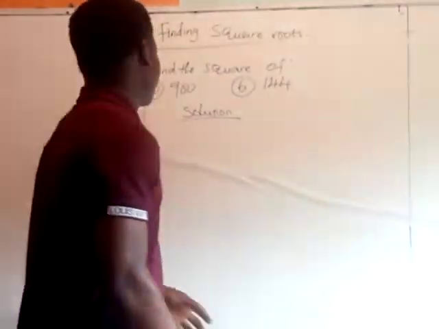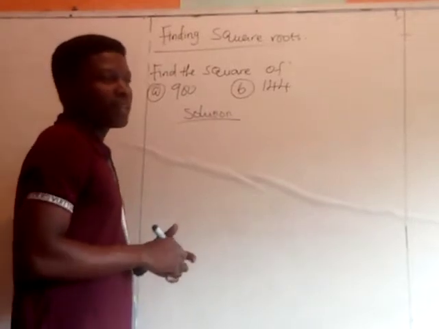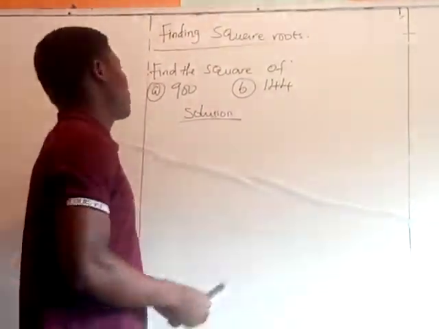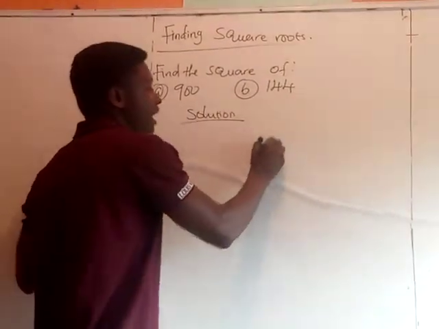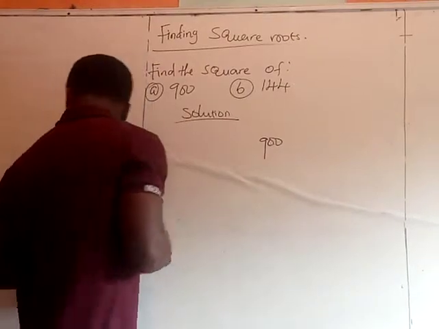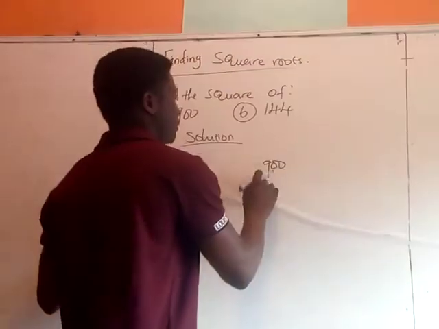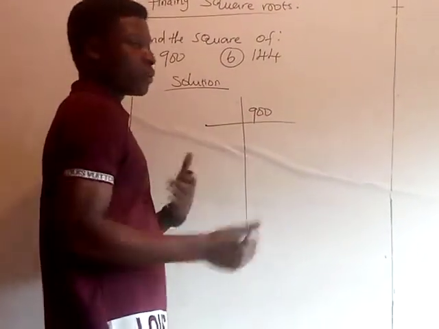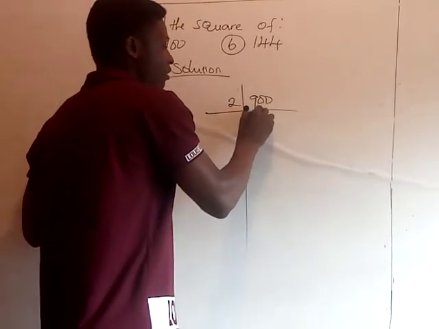Okay? Alright, the first one here is 900. The way you find square root is by division, and you divide with the prime numbers. So let's start from A here, which is 900. So first you have to divide. You divide from the first prime number, which is 2. 2 divide 900, you have 450.